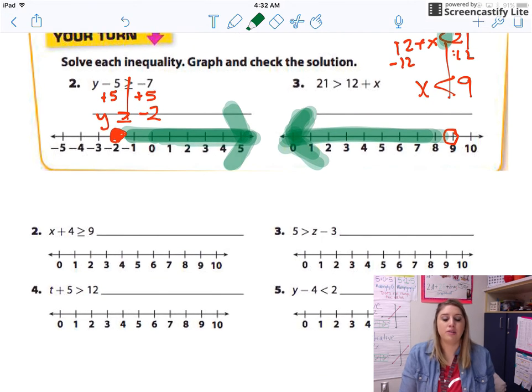All right, what I would like you to do is try a couple more. You can try 2, 3, 4, and 5, and then I will come back to you and check them with you. So try 2, 3, 4, and 5. Pause your video. Try those ones.